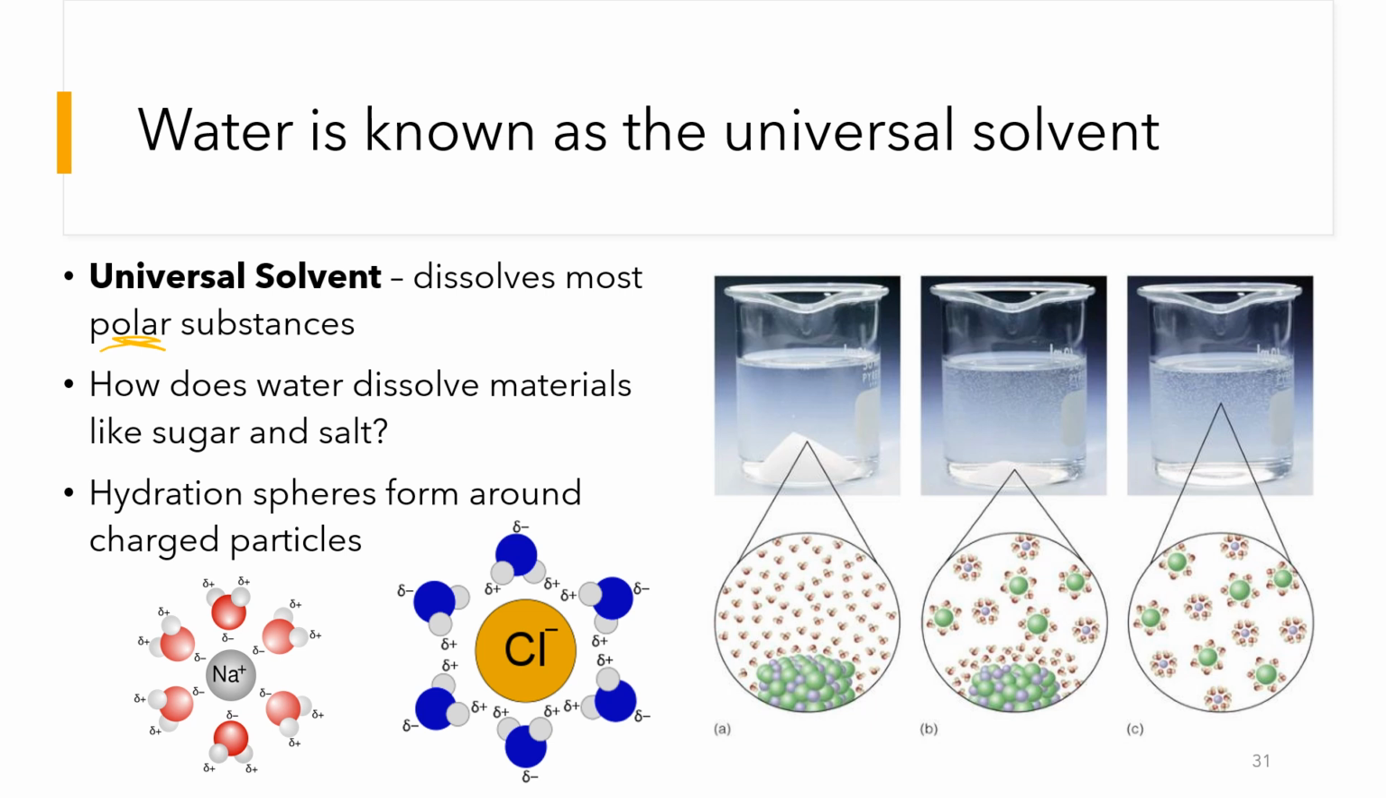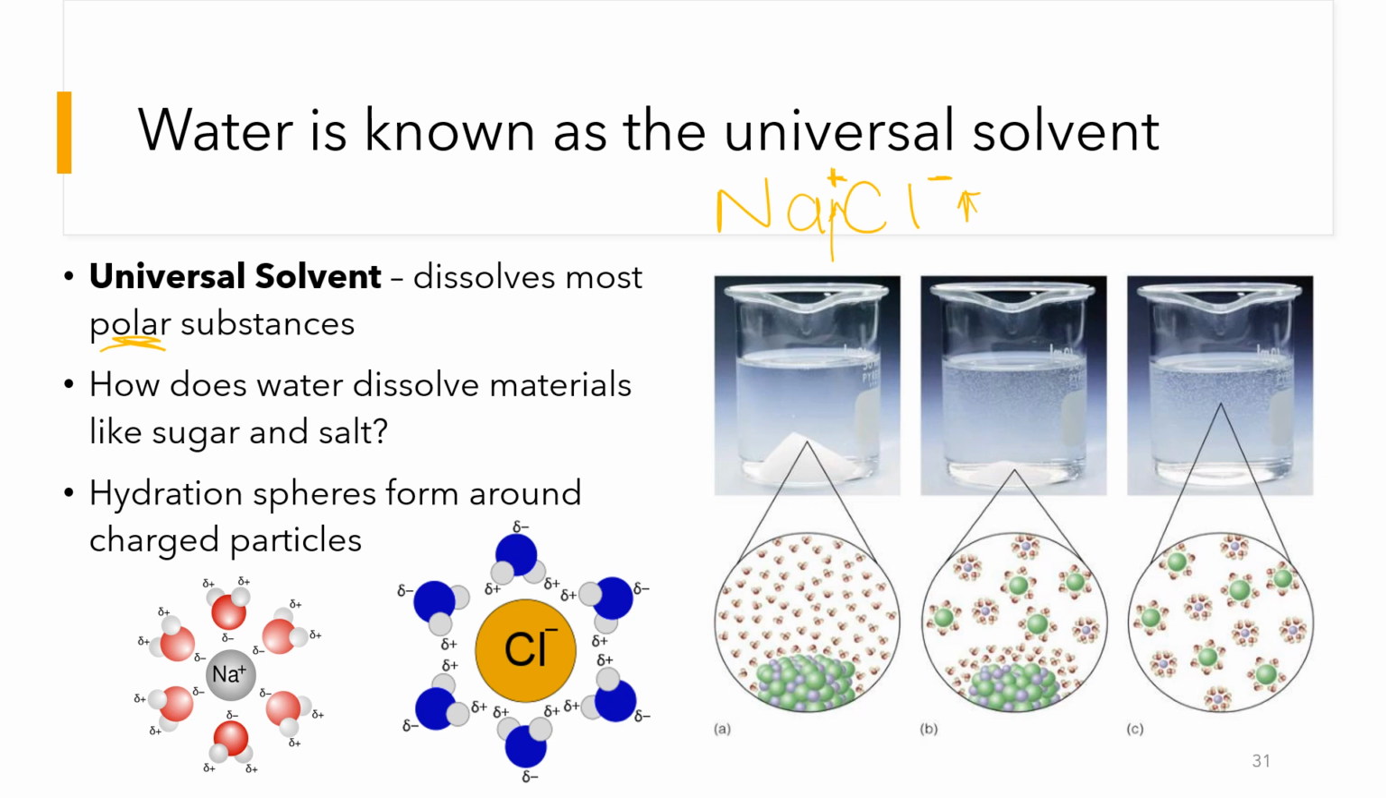When we look at something like table salt, which is NaCl, this is an ionic compound. The sodium is positive and the chlorine is the negative ion. But these are actually charged ions. So the slightly positive and the slightly negative areas of water are going to be attracted to these slightly positive and slightly negative charges of the table salt.